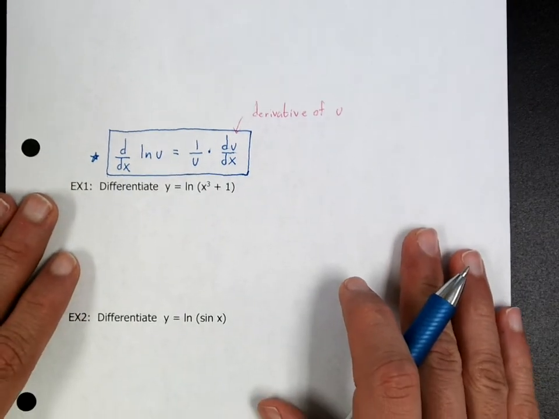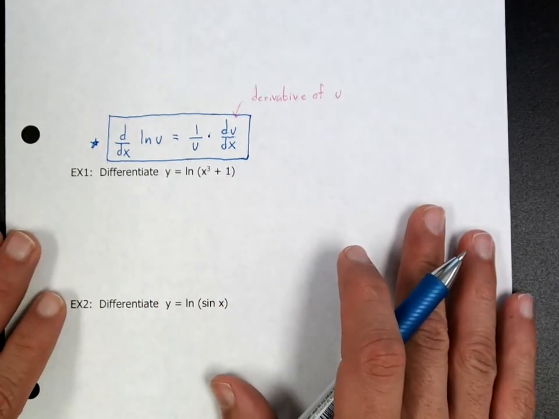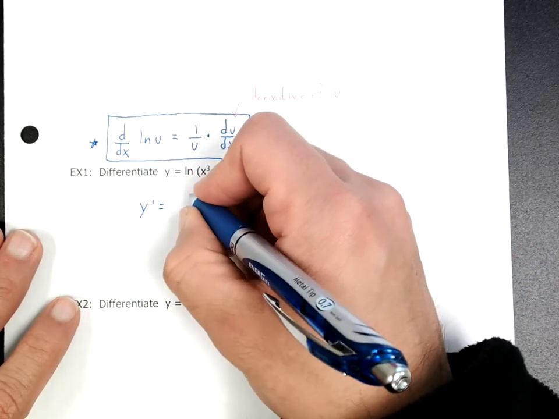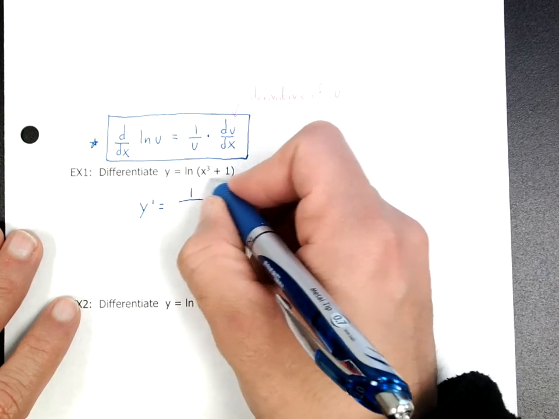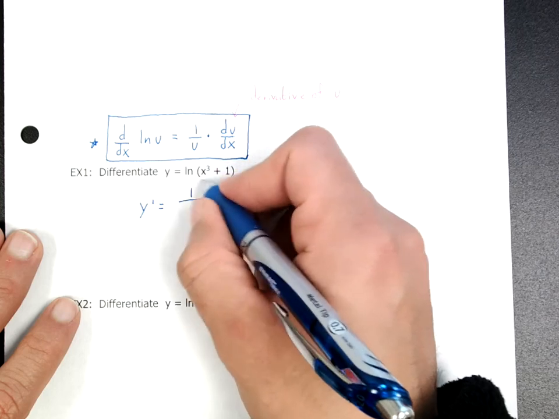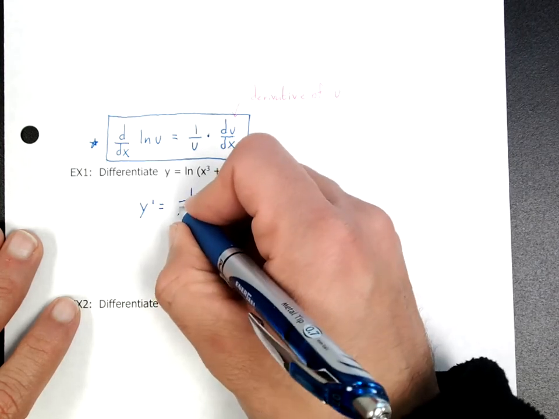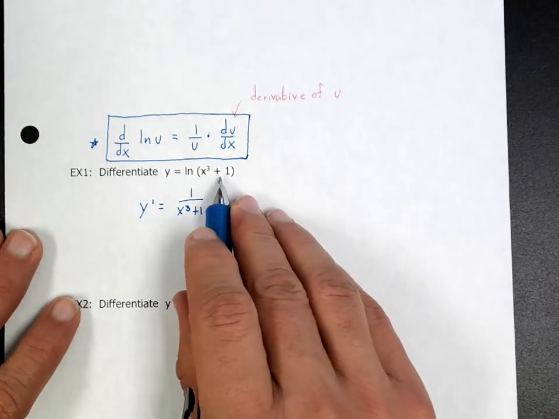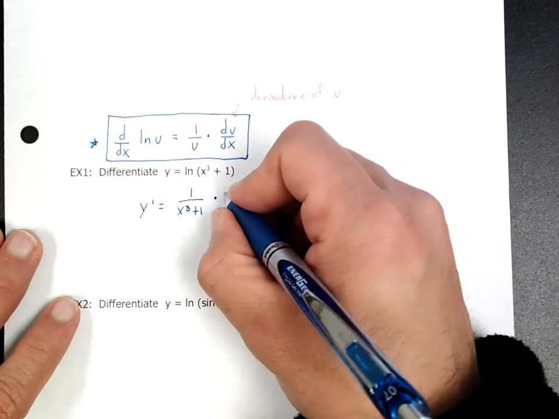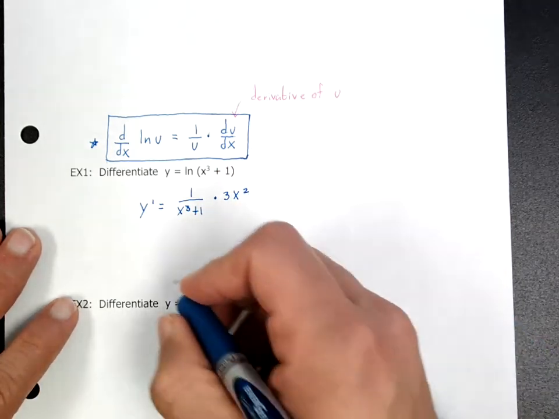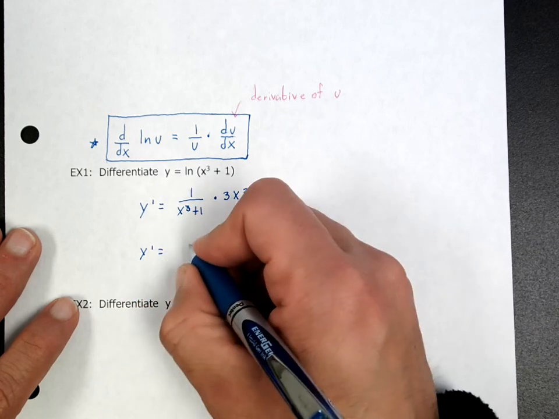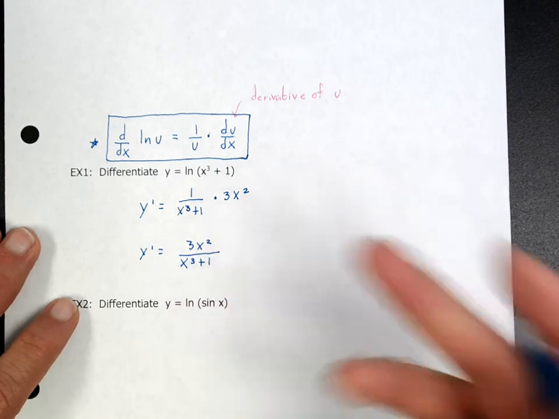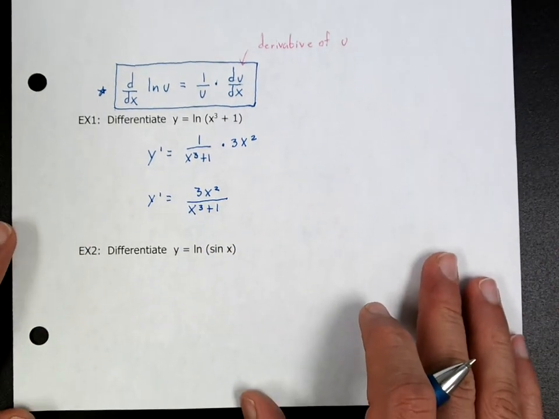So I'm going to try to take the derivative of this right here. Okay, so the derivative of this would be equal to 1 over u. U in this case is all of this. Right? So u in this case is everything inside that natural log. So that would be x cubed plus 1 times the derivative of x cubed plus 1, which would be 3x squared. Alright, so the answer would be 3x squared over x cubed plus 1. That's as simple as that. Okay? Now let's go to the next one.